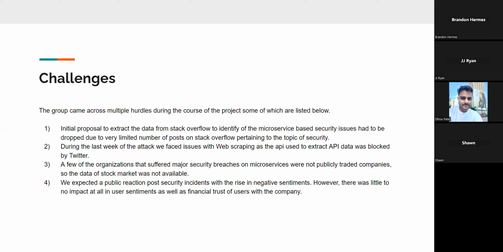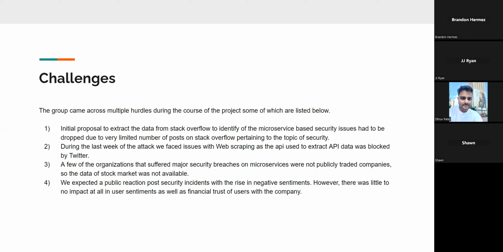Moving on to the challenges that we faced as a group implementing this data analysis project, we came across multiple hurdles during the course of the project, some of which are listed below. The initial proposal to extract the data from Stack Overflow to identify microservices-based security issues had to be dropped due to the very limited number of posts on Stack Overflow pertaining to security of microservices. During the last week of the project, we also faced an issue where the web scraping tool that we were using, SNScrape, was blocked by Twitter, and therefore we were not able to pull any fresh data during the last week of the project.